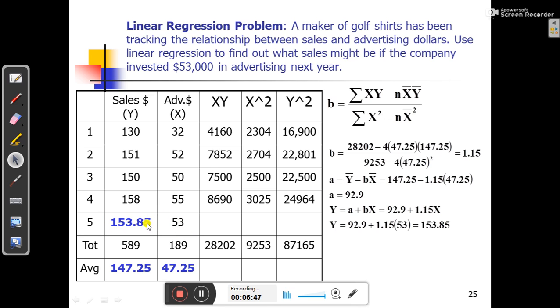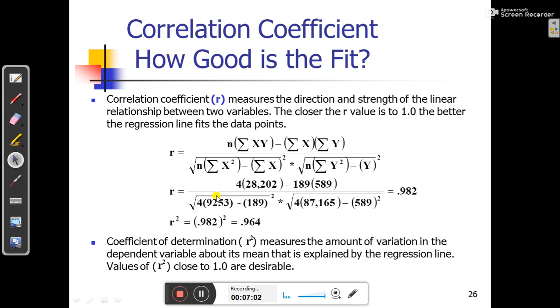The point is that the predicted value will be this one, but the actual value might not be this one. There might be some differences. So try to do the whole problem again, and also try to find the correlation coefficient and coefficient of determination measures. It measures the amount of variation in the dependent variable about its mean that is explained by the regression line. So values of R square close to 1.0 are desirable.